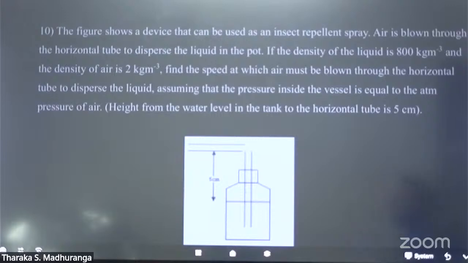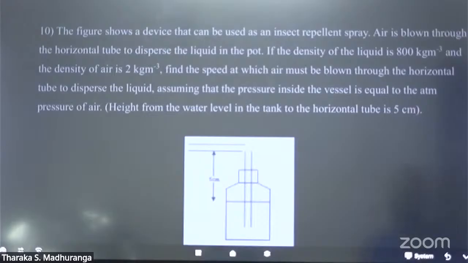Okay, read the question. The figure shows a device that can be used as an insect repellent spray. Yes, this is a spray machine, insect repellent or paint spray. This is the mechanism: air is blown through the horizontal tube to disperse the liquid in the pot.